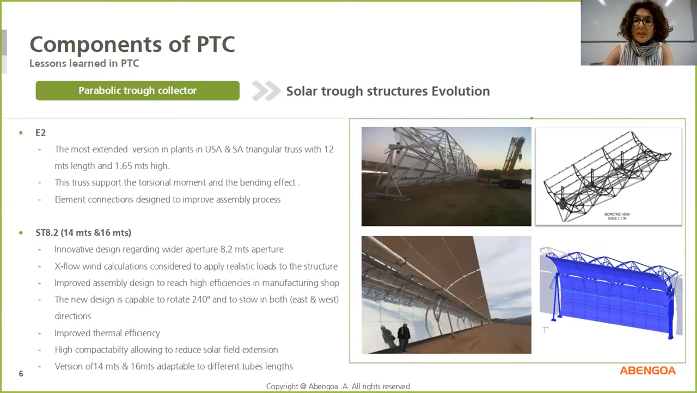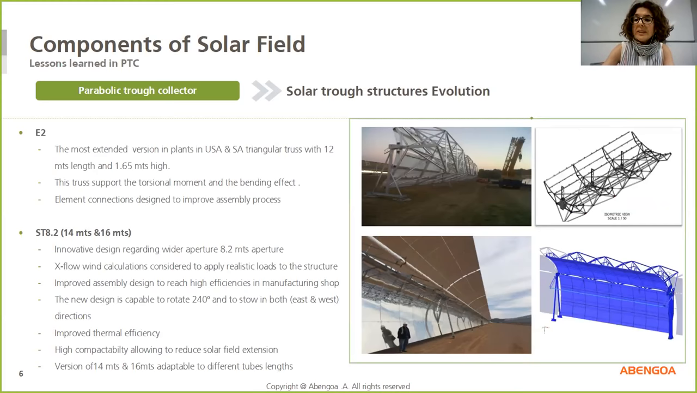Following this methodology, we evolved from the Aerotrough collector, that was our first structure in our solar field, to the E2 collector. The E2 collector has been the most used structure in our commercial plants in the past. And now we have also evolved from E2 to the Spacetube, a larger aperture collector design. This advanced structure was designed and validated by Abengoa and is now in operation in a commercial plant.